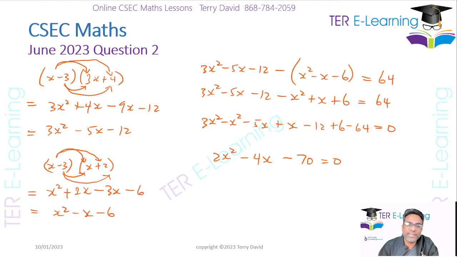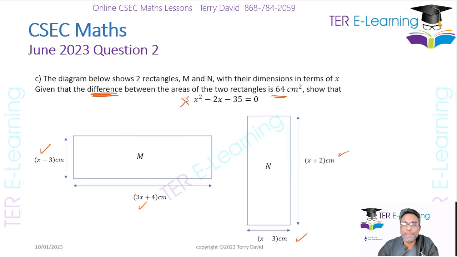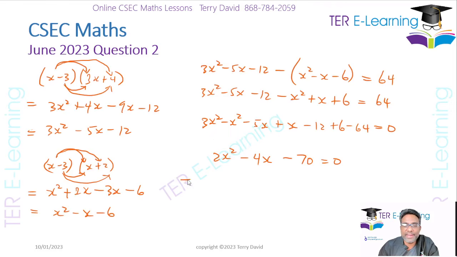And what we're trying to do is to prove this here. But if you notice, they have x squared. So what they did, they divided everything by 2. So if I divide every single thing here by 2, I'm going to end up with x squared minus 2x minus 35 is equal to 0, right? So that's it. That's my answer there, right?